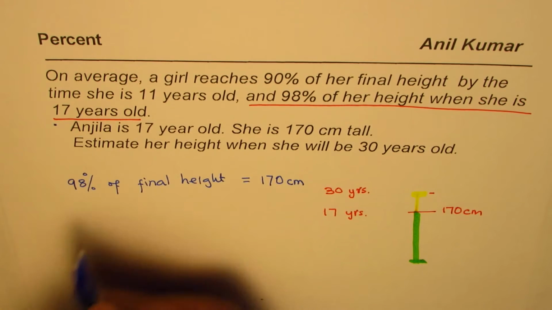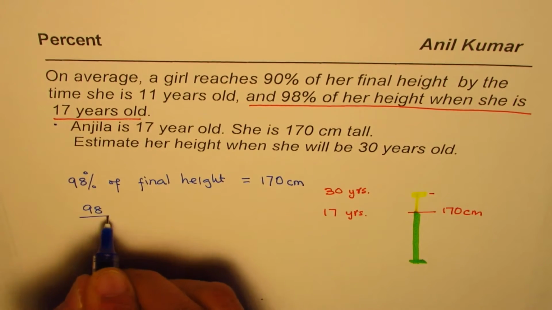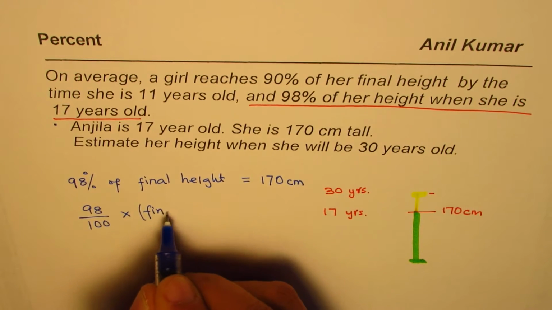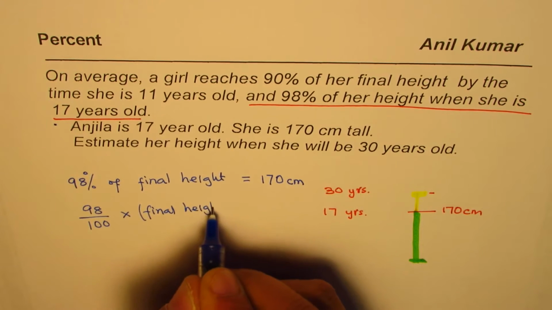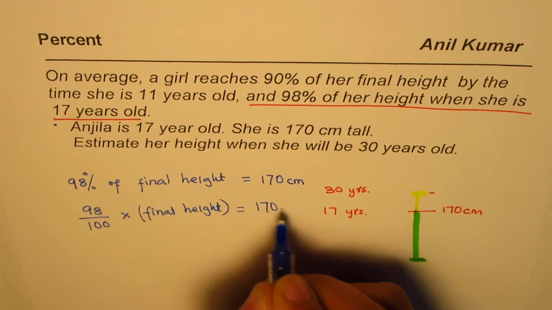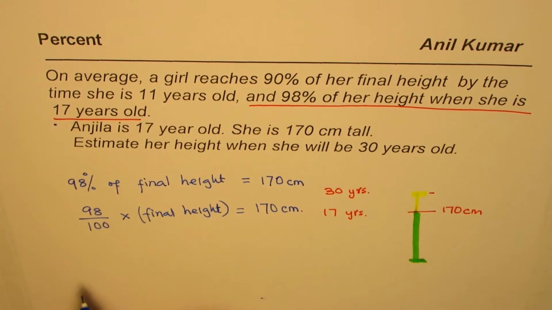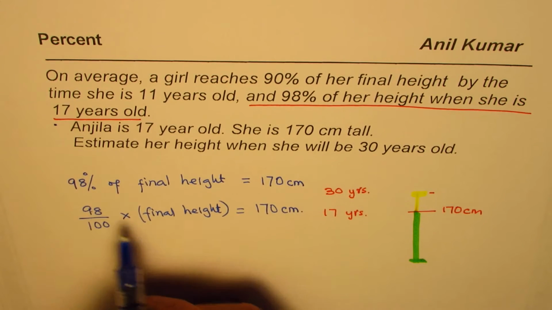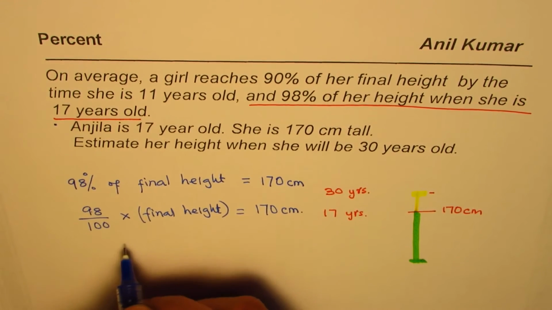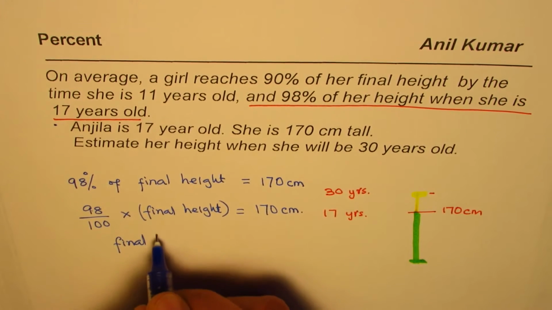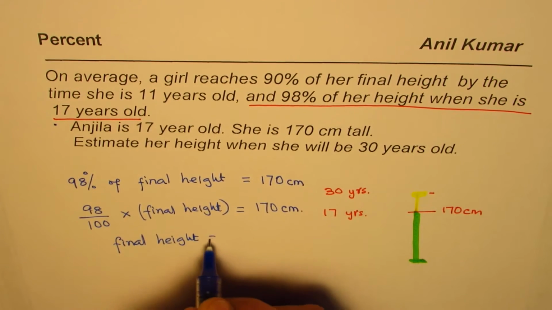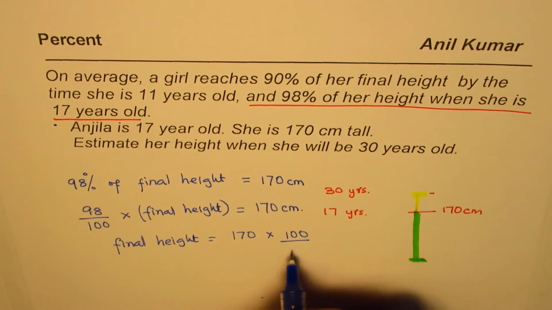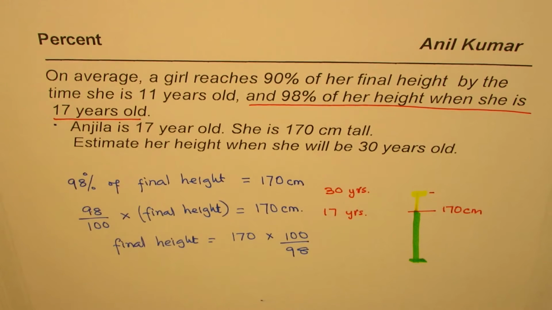98% means 98. This time we'll do fractions. 98 over 100. Of means times of final height. Let me write final height like this. Final height equals to 170 centimeters. So how can you find final height now? We can find final height by multiplying 170 by 100 and dividing by 98, right? We also call it cross multiplication. So from here we can say final height equals to 170 times, we'll multiply by 100 and divide by 98 to get the result. Okay, so let's do it.